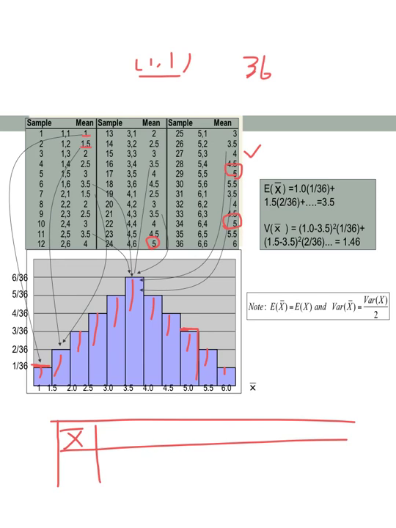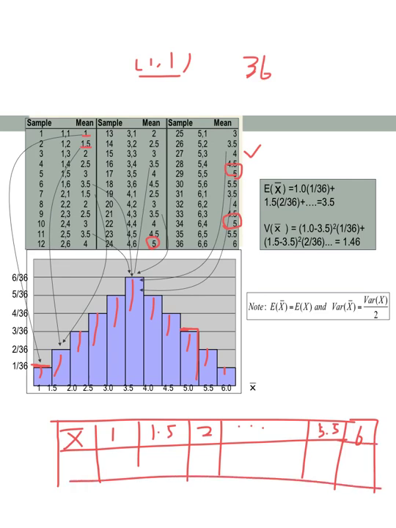And for x bar, sometimes equal 1, sometimes 1.5, sometimes 2, dot, dot, dot, until we have 5.5, we have 6. And for the probability number, we can have the probability number in the second row. That is 1 out of 36, 2 out of 36, and then 3 out of 36, dot dot dot, until we have 2 out of 36 again, and 1 out of 36. I can copy the number for the height of the bar. That is our probability value.